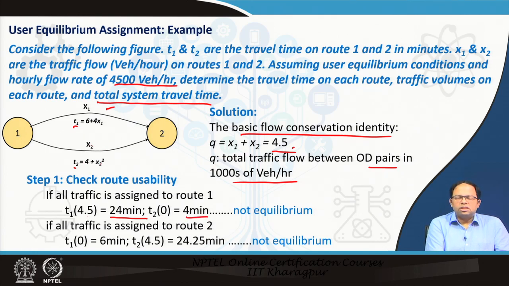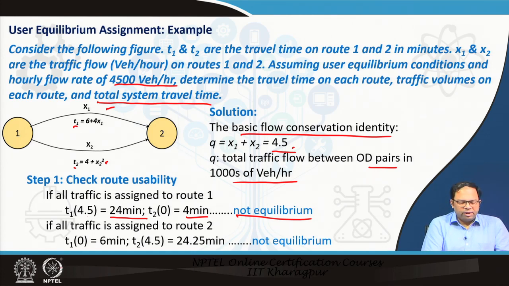That means this is x squared. You can understand that when flow increases, there is a drastic increase in travel time. That is why there is a squared term. In the other equation there is no squared term, so it is more stable. So, in this particular equation, if I put x2 equal to 0, we get T2 equal to 4. We can see that 4 and 24 are not the same. So, this is not an equilibrium condition. Equilibrium has not been achieved if I assign all traffic to one side.